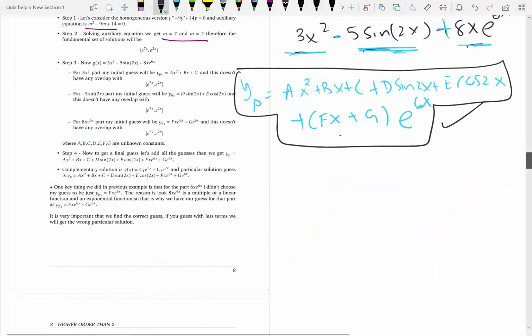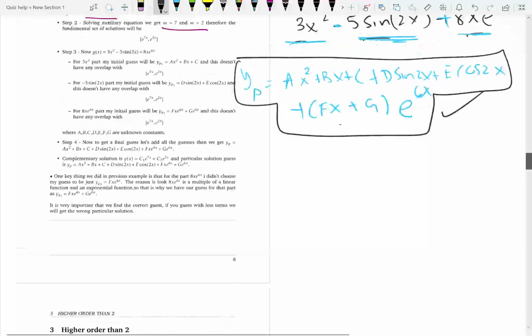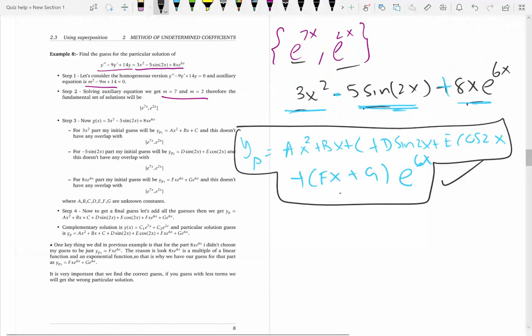Yeah, that is the example I have. You will see more examples of superposition in the next video. So that is how we handle superposition: you do it part by part.